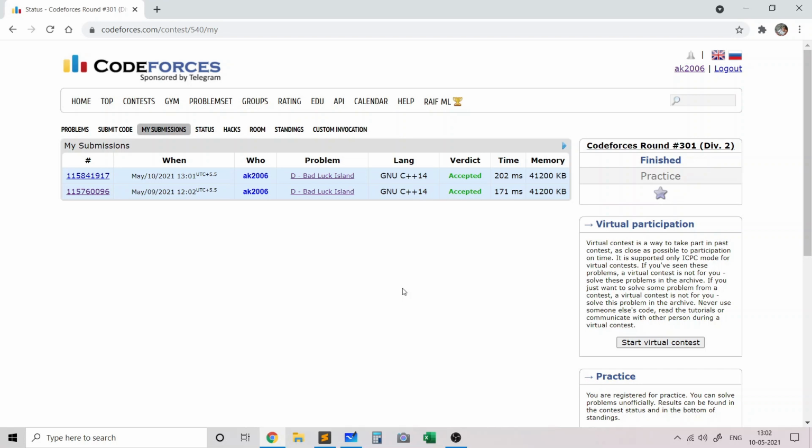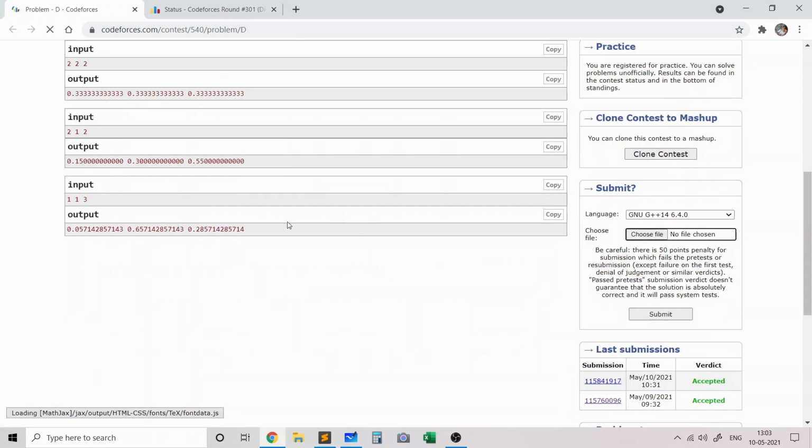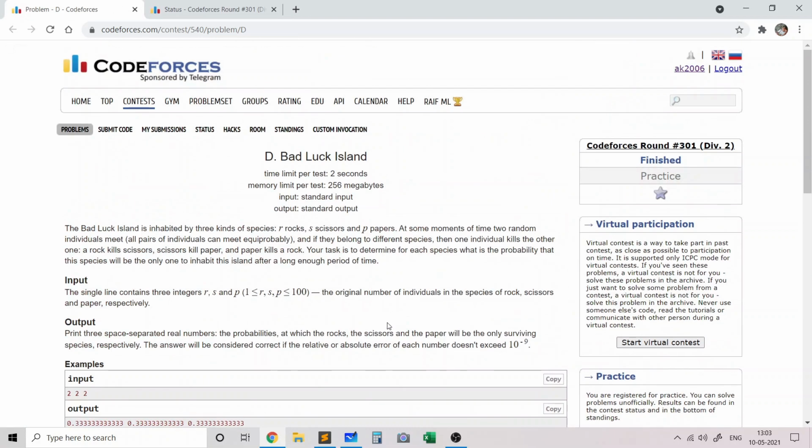And the third key learning to take away is that we used 3 DP tables, and those 3 DP tables were similar to each other. The reason why we used 3 DP tables was because they asked us to print 3 answers, which is the probability that rock, scissors and paper respectively would be the only surviving species.